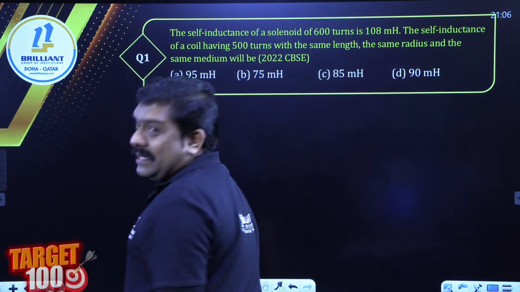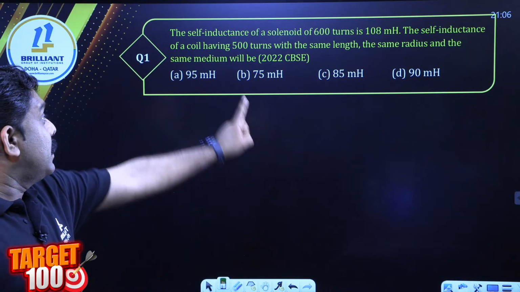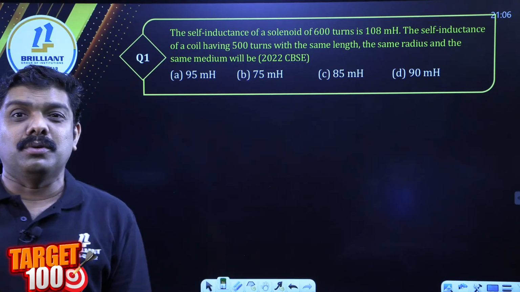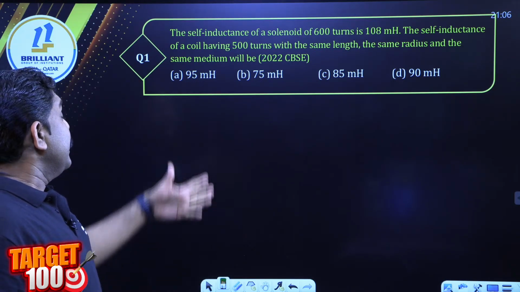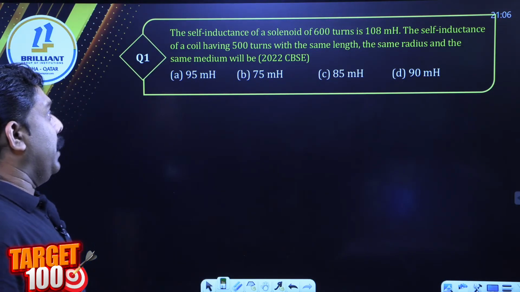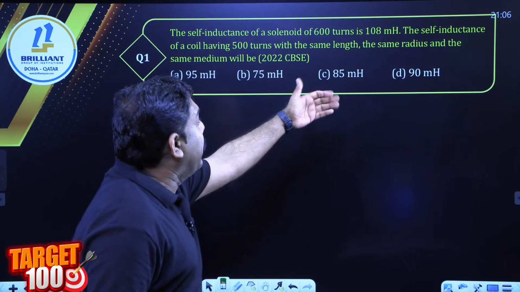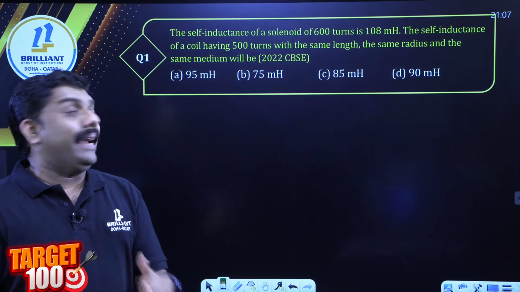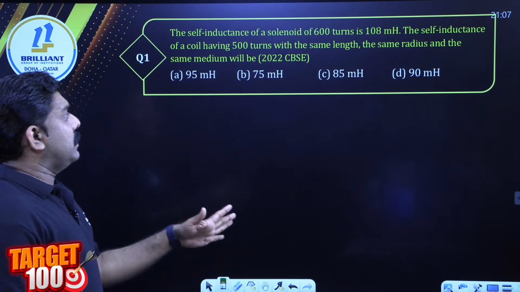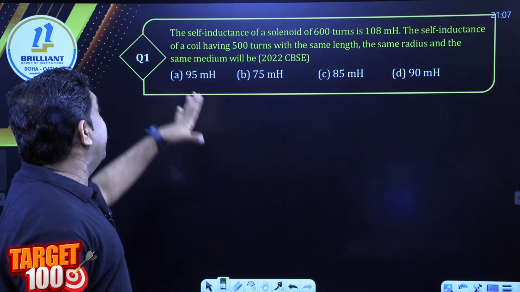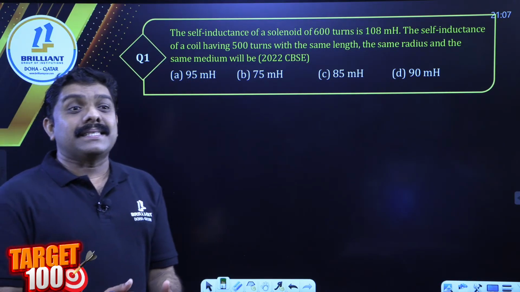So please see what the first question is. The first question is about self-inductance. It is the first question because this question came in the 2022 CBSE Term 1 exam. The self-inductance of a solenoid of 600 turns is 108 mH, where mH is millihenry. The self-inductance of a coil having 500 turns with the same length, same radius and same medium will be? So we know how to find the self-inductance.